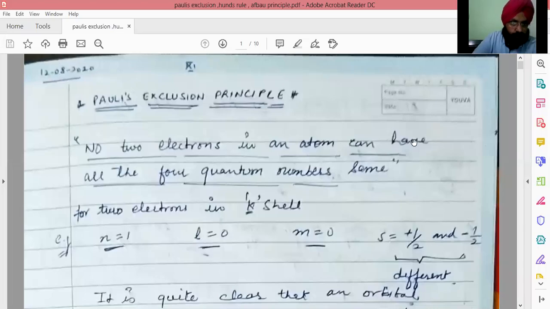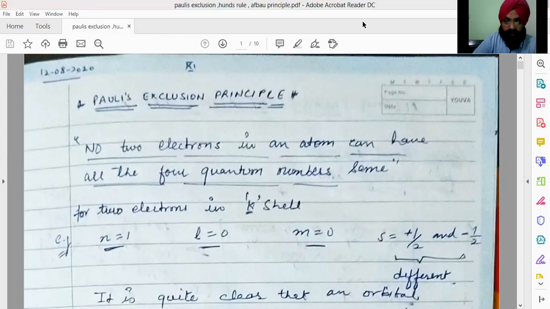Hello everyone. Today we will start with the distribution of electrons in the different orbitals. To do so, there are certain rules, and we will study those rules today, right? First of all, we have Pauli's exclusion principle.